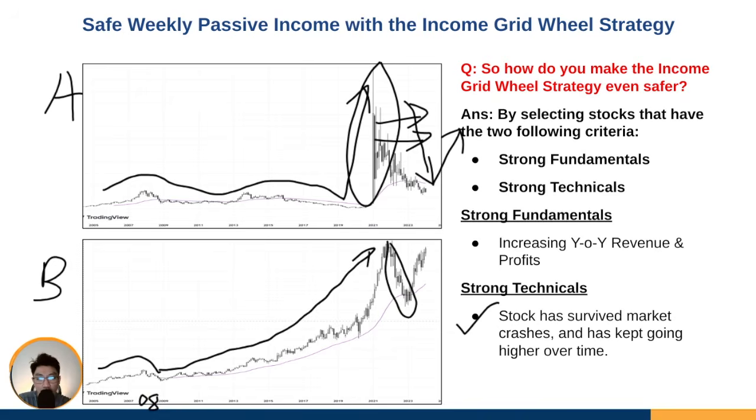I think this is 2022, right? This is 2022. This is 2020, right? 2020 is somewhere here. This is the COVID crash. And you can see after the COVID crash, it still goes up. And 2022, there was the bear market. Market came down. And now it's starting to go up again. So if I want to do the income grid wheel strategy, I would rather choose stock B over stock A, right?